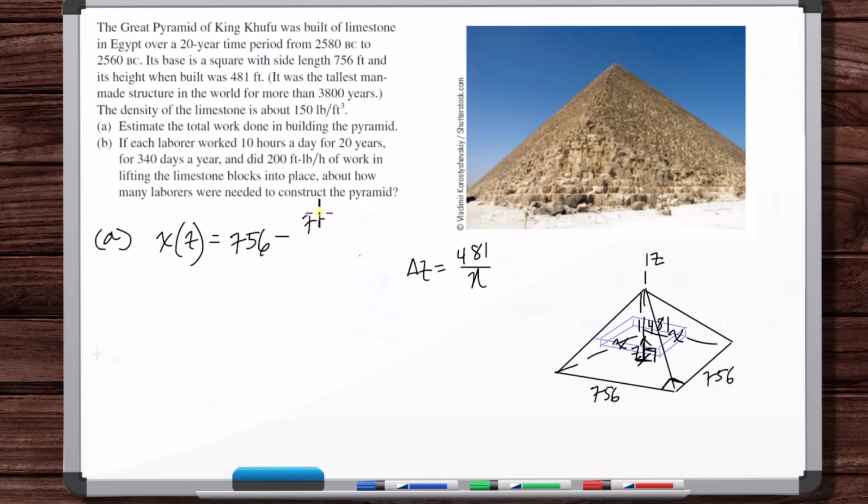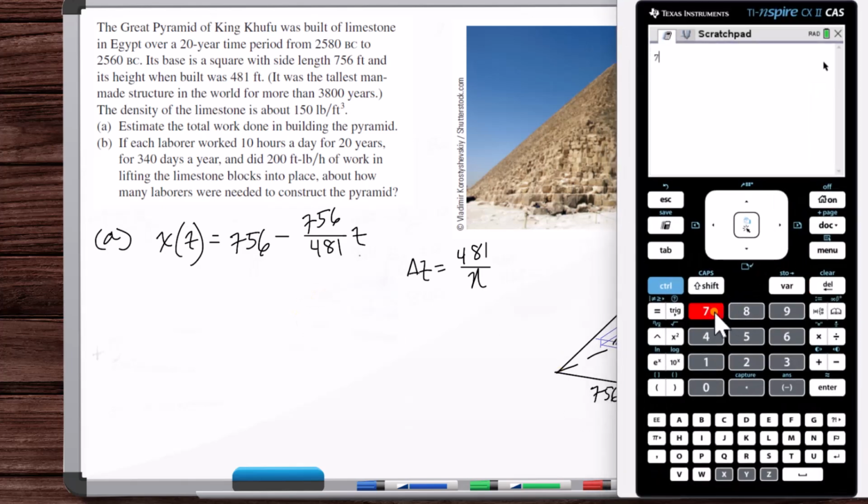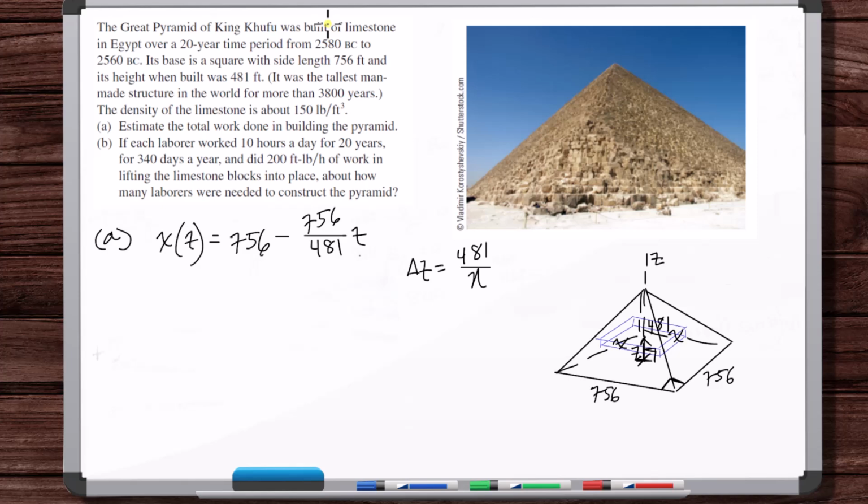So we're going to have 756 here divided by what? Well, divided by 481, the height. Why does this work? Because when z is 481, this is 0, and when z is 0, this is 756. So it just decreases linearly all the way from 756 to 0. All right, 756 divided by 481 is about 1.57.